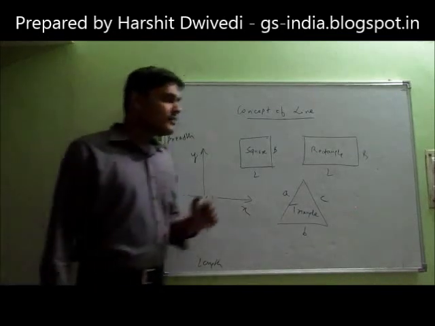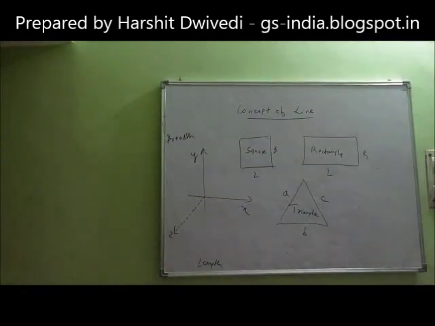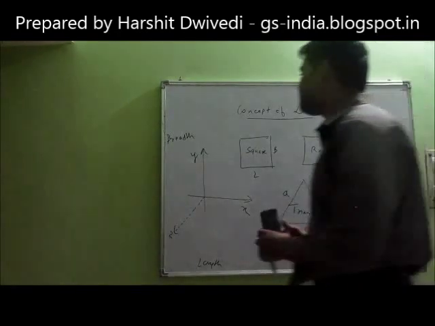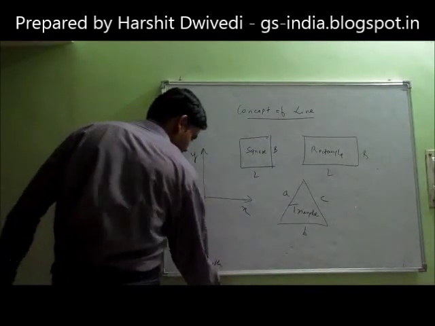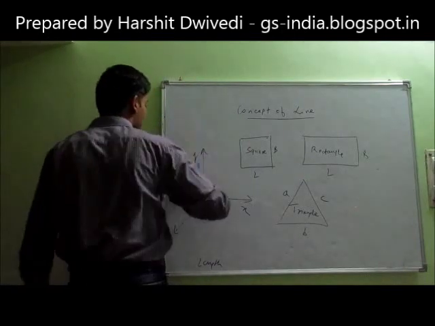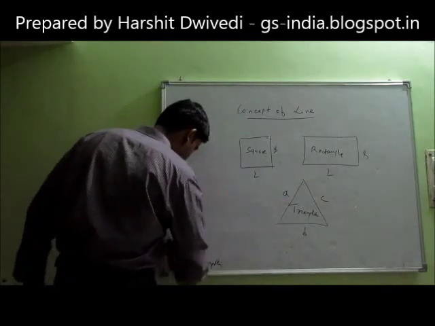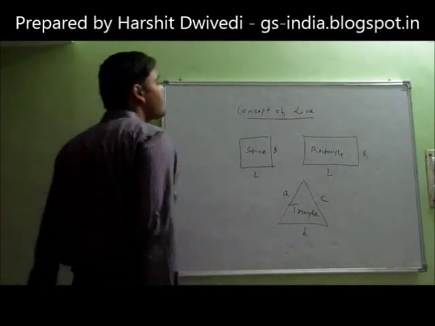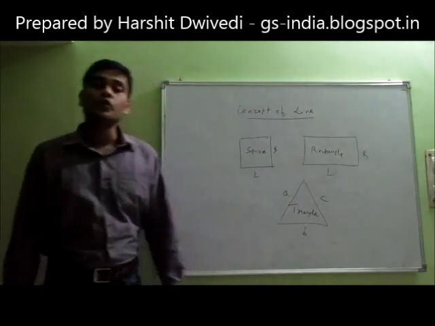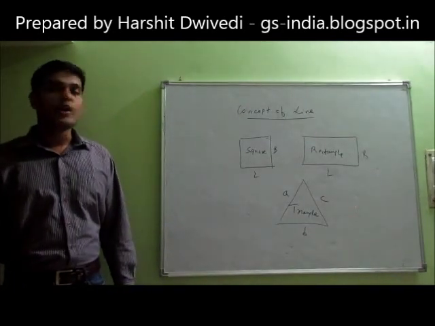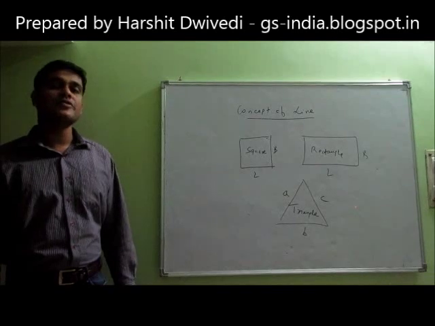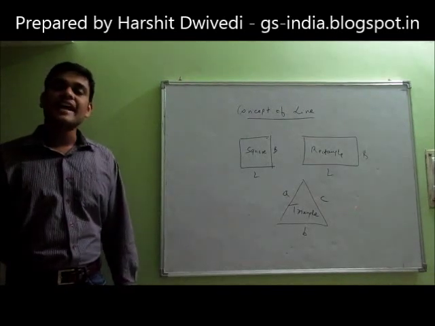So the point here is that, simply speaking, if we are able to represent a figure on a plane, then we will say that that figure is 2-dimensional. And if we are not able to represent a figure in 2 dimensions and we need 3 dimensions for it, then we will say that that figure is 3-dimensional.